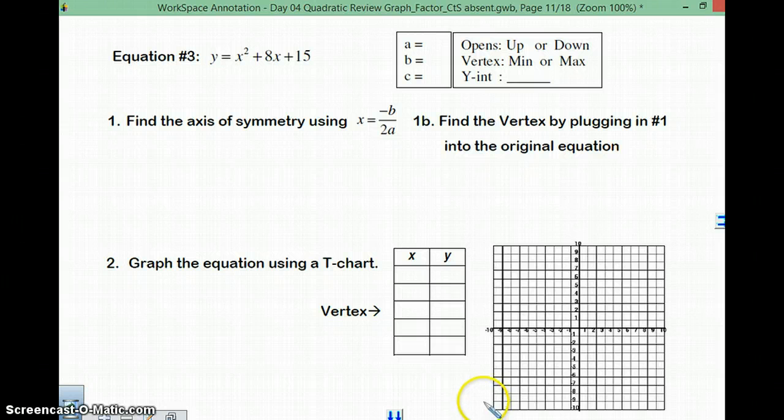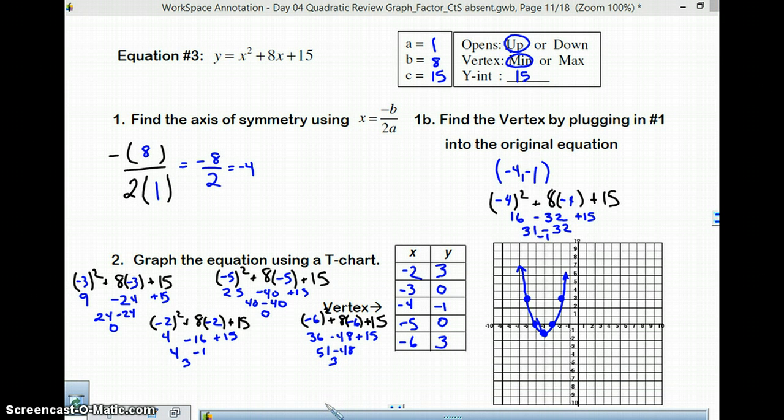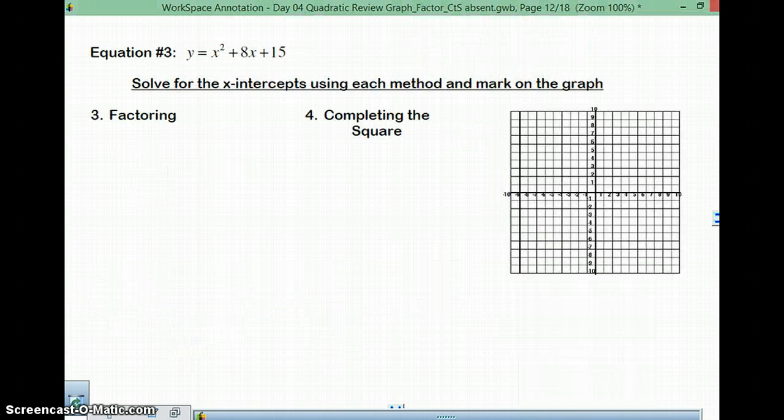All right, once again, take a look at this. Pause the video, and then compare your answers to mine. All right, take a look at my work here. Did you end up with negative 4 as your axis of symmetry, and negative 4, negative 1 as your vertex? Here are my coordinates. Your y-intercept is 15. Can you see it's not actually going to cross until way up here? All right, let's go on to the next page.